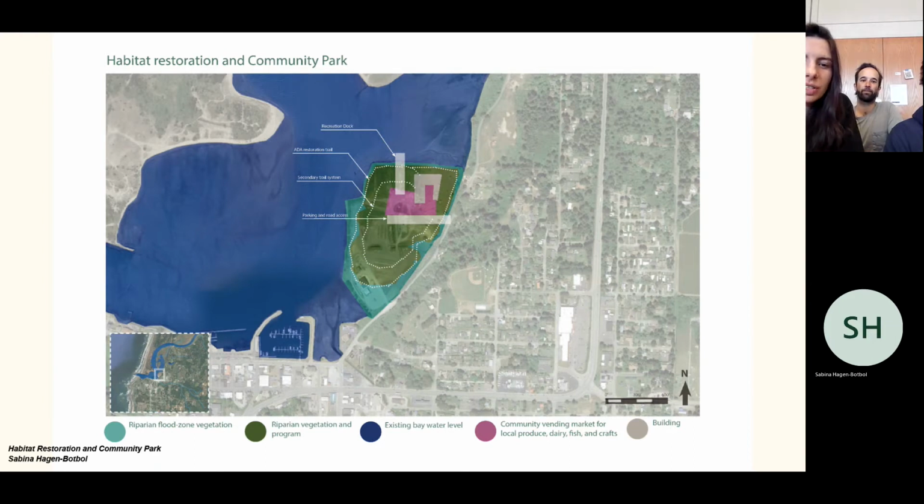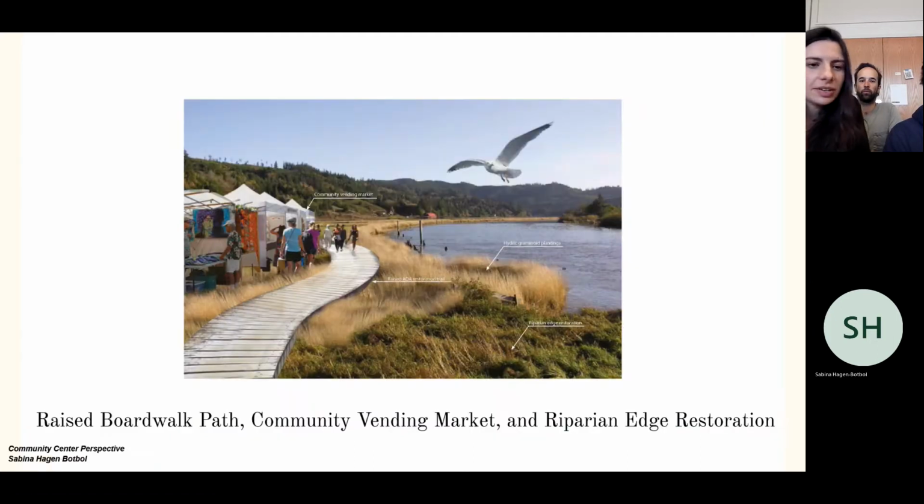There's riparian flood zone vegetation along the edge of the site, and you can see the ADA raised trails circulating through, as well as the community vending market for local produce, dairy, fish, and crafts around the substation building that Jacob's going to talk about. And here you can see the raised boardwalk path, vending market, and riparian edge with the hydrograminoid plantings.